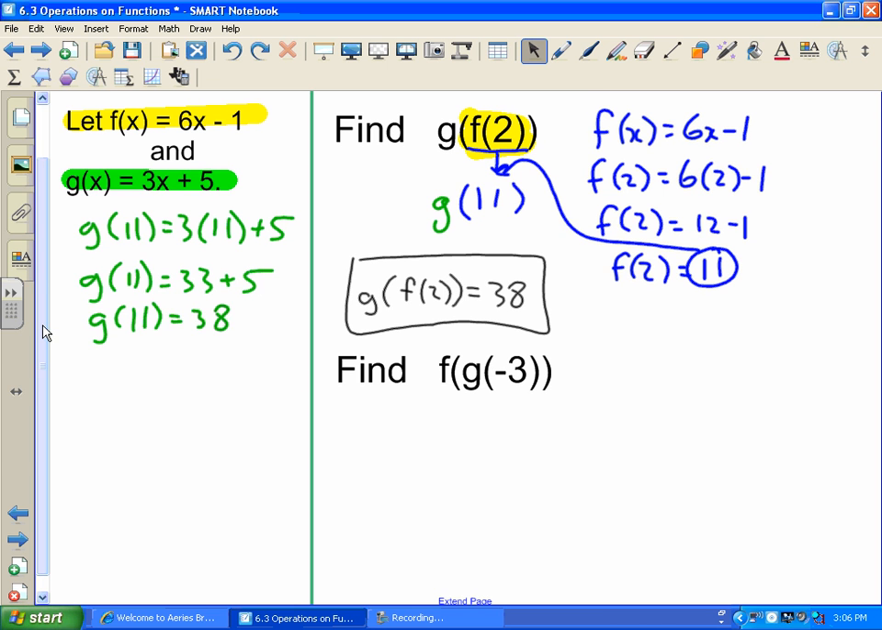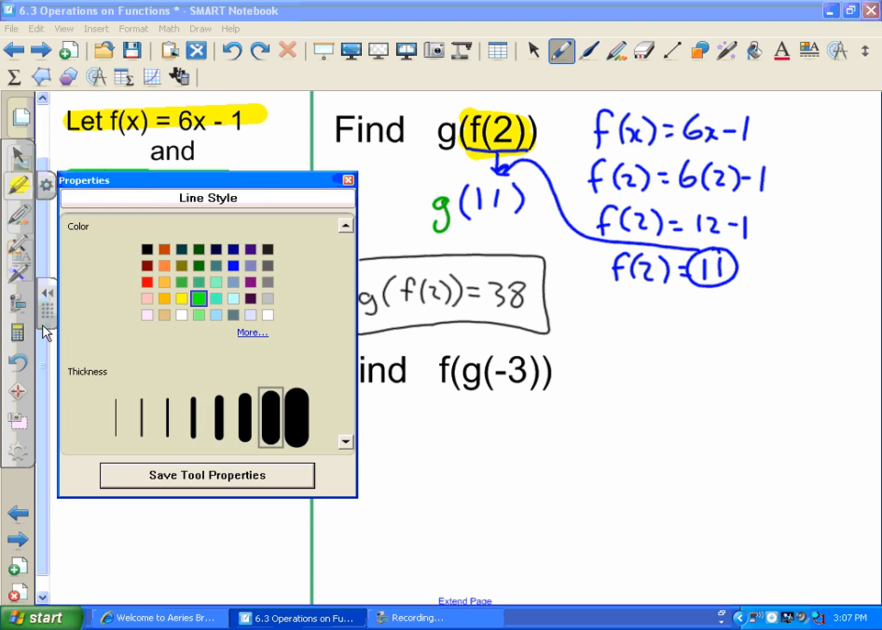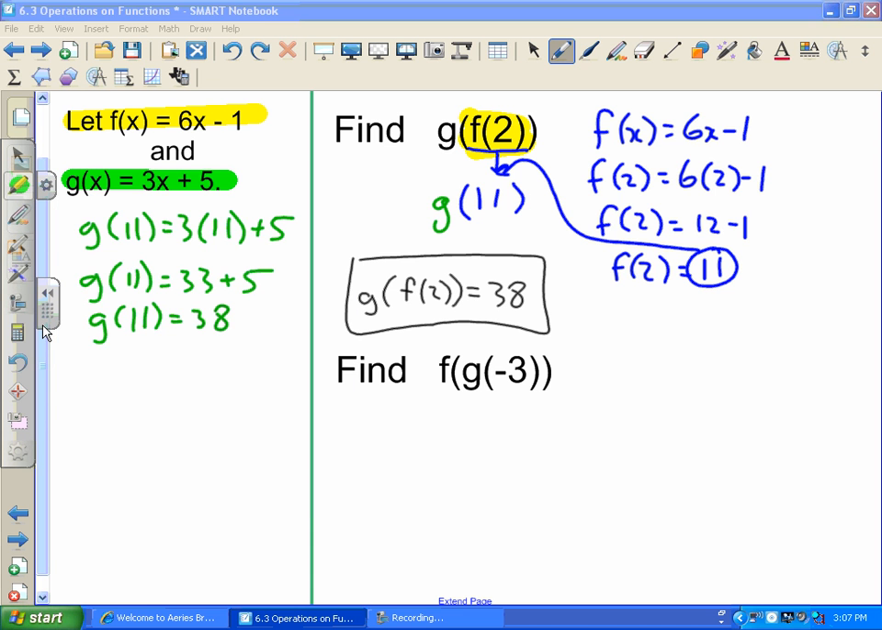So this time, we're going to start with g of negative 3. I need to start with the g function this time.